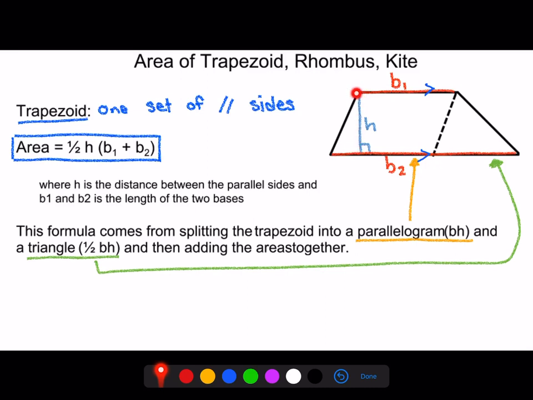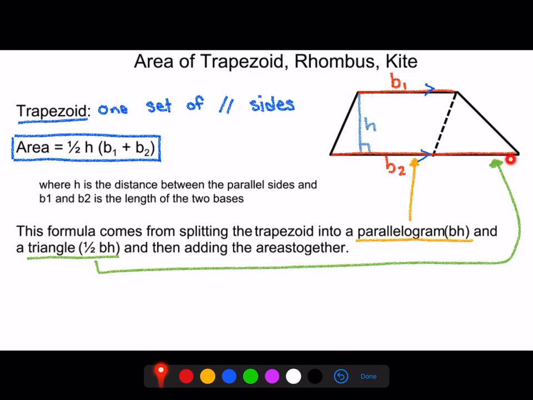Again, our height is an altitude. It intersects at 90 degrees. In fact, this dashed line over here, that's the height. The area is 1/2 times the height times base 1 plus base 2. So again, base 1 and base 2 are the parallel sides. Our height is an altitude that connects our two bases. So in this case, h is the distance between the parallel sides, and b1 and b2 are the lengths of the two bases.